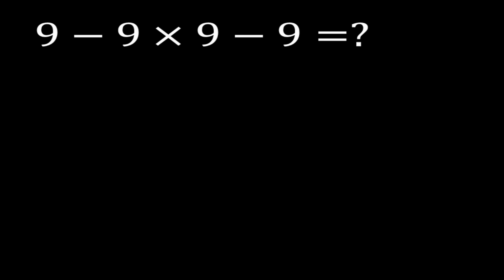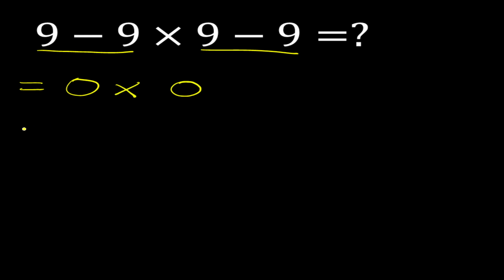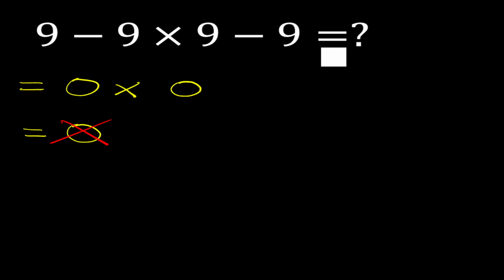So 9 minus 9 is equal to 0. Then again 9 minus 9 is equal to 0. Now 0 times 0 is equal to also 0. But this answer is not correct. So now let's solve this problem correctly by using the PEMDAS rule, right?